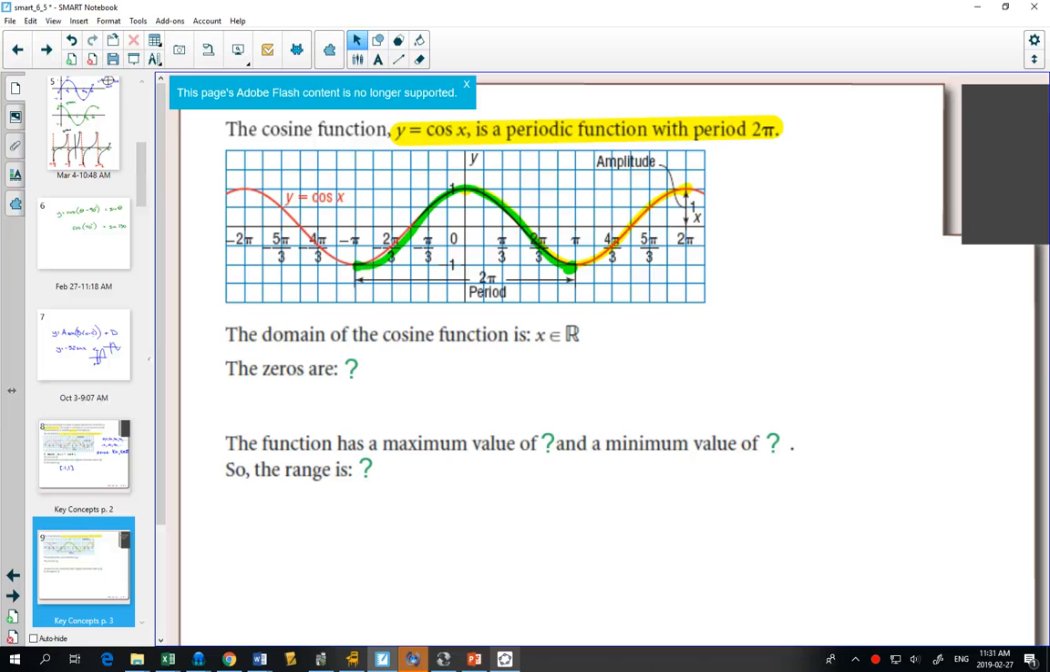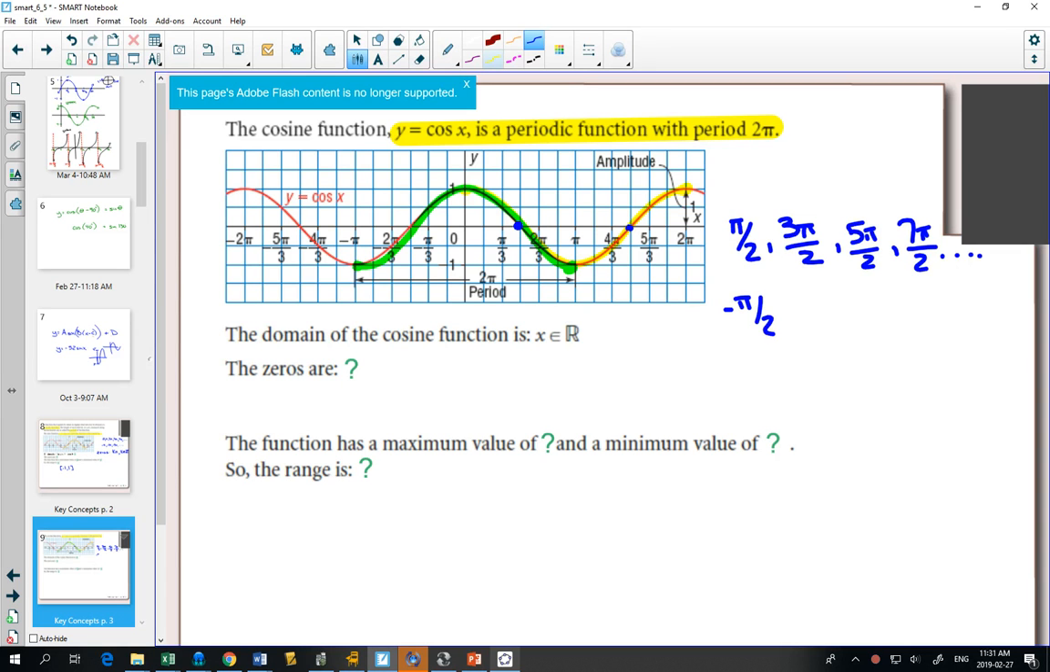The zeros of cos. So let's see if we can figure this out before looking ahead. We've got one here, pi over 2, then 3 pi over 2. The next one happens to be at 5 pi over 2, and then 7 pi over 2, and it keeps going. The negative ones start at negative pi over 2, negative 3 pi over 2, negative 5 pi over 2, dot, dot, dot. So what do you notice? It's not quite as easy as sine, where it was just integers times pi.